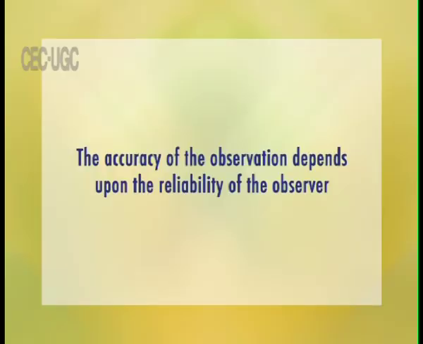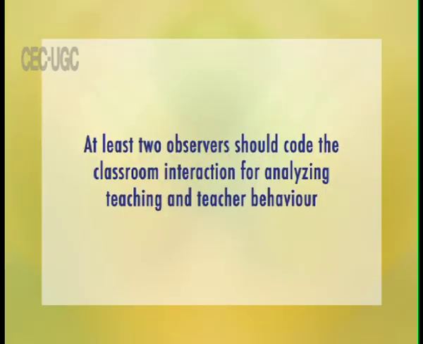Number 5, the accuracy of the observation depends upon the reliability of the observer. The classroom recording should be done after estimating the reliability of observers. Sixth, at least 2 observers should code the classroom interaction for analyzing teaching and teacher behavior.